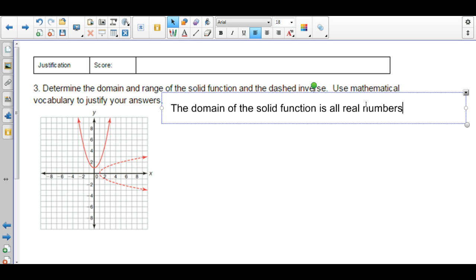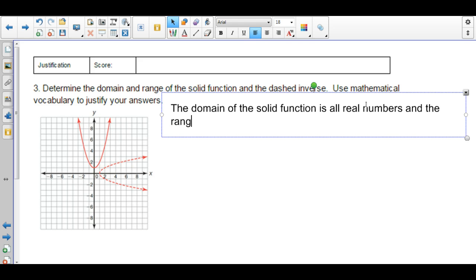So the domain of the solid function is all real numbers, and the range is y is greater than or equal to 1. So notice the lowest point here on my curve is at positive 1. So all of your y values are going to be greater than or equal to that. I was going to use the greater than or equal to sign, but I can't find that, so I'm typing it. Okay, so that's your domain and range of the solid function.